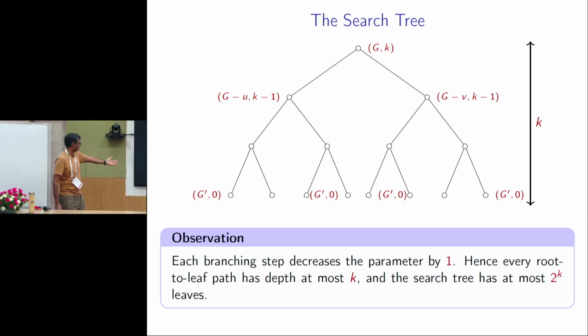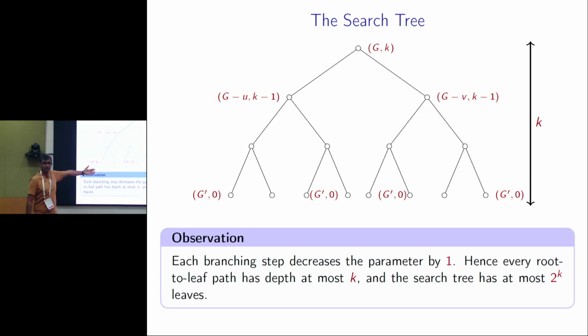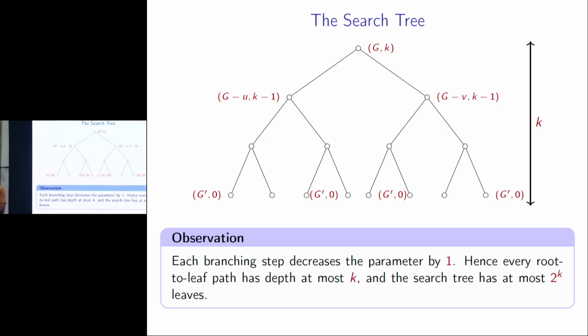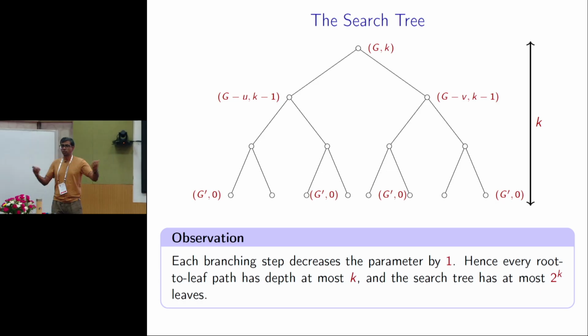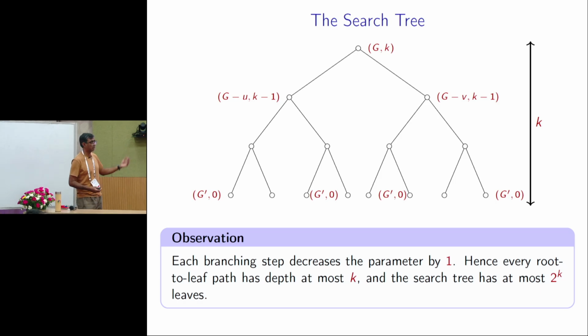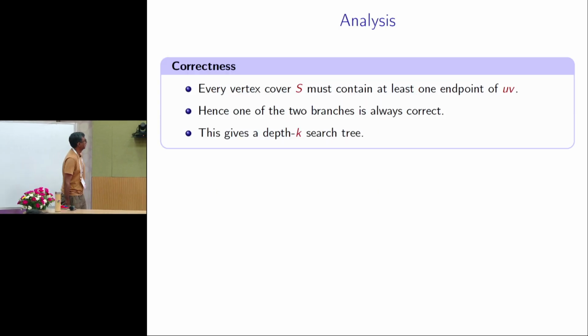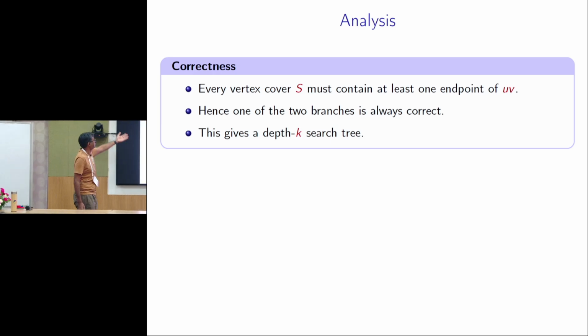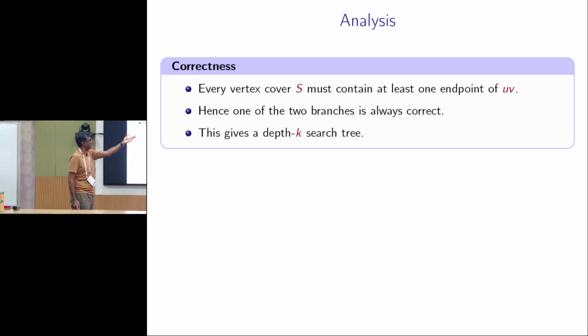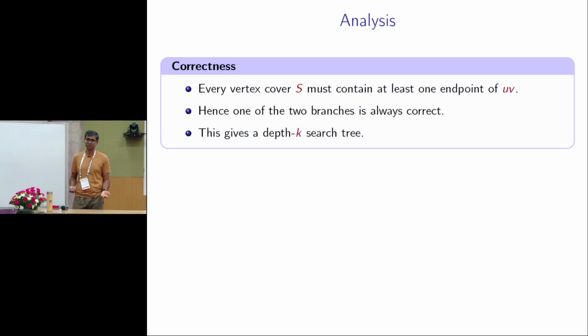That's it. So that's all that it is, and at each node I'm going to spend some polynomial amount of time. So the total amount of time that I spend on this algorithm is like 2 to the power k times some polynomial in n. Okay? So the analysis is very simple. Every vertex cover S must contain at least one of the endpoints, hence one of the two branches is always correct. Okay? So this gives a depth k search tree.